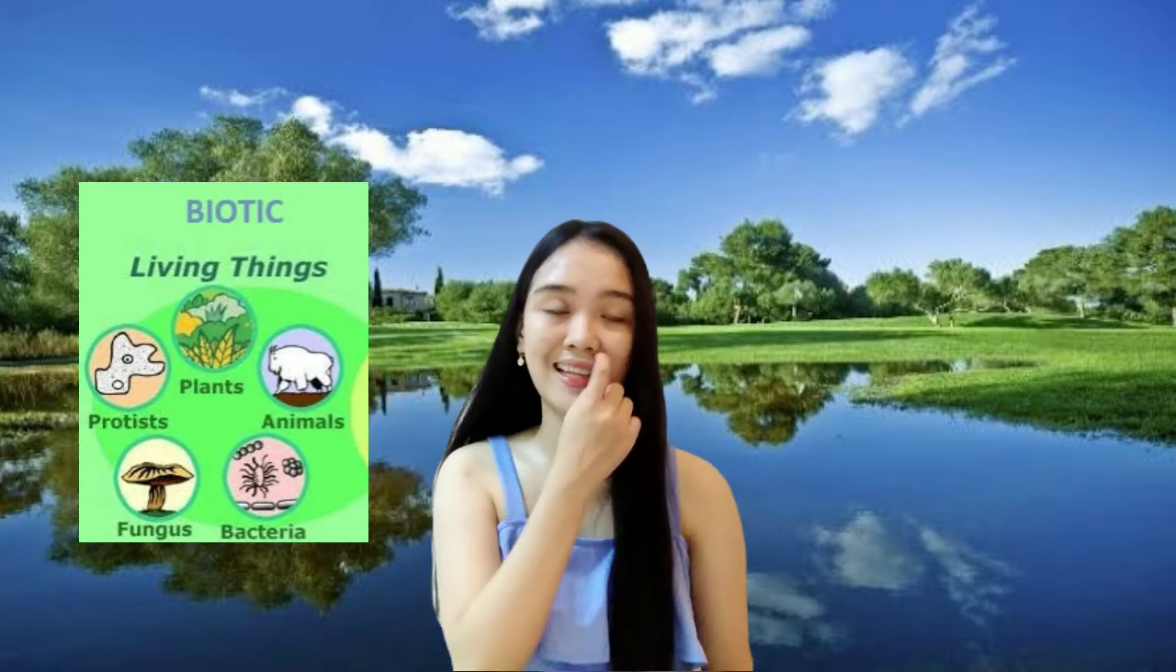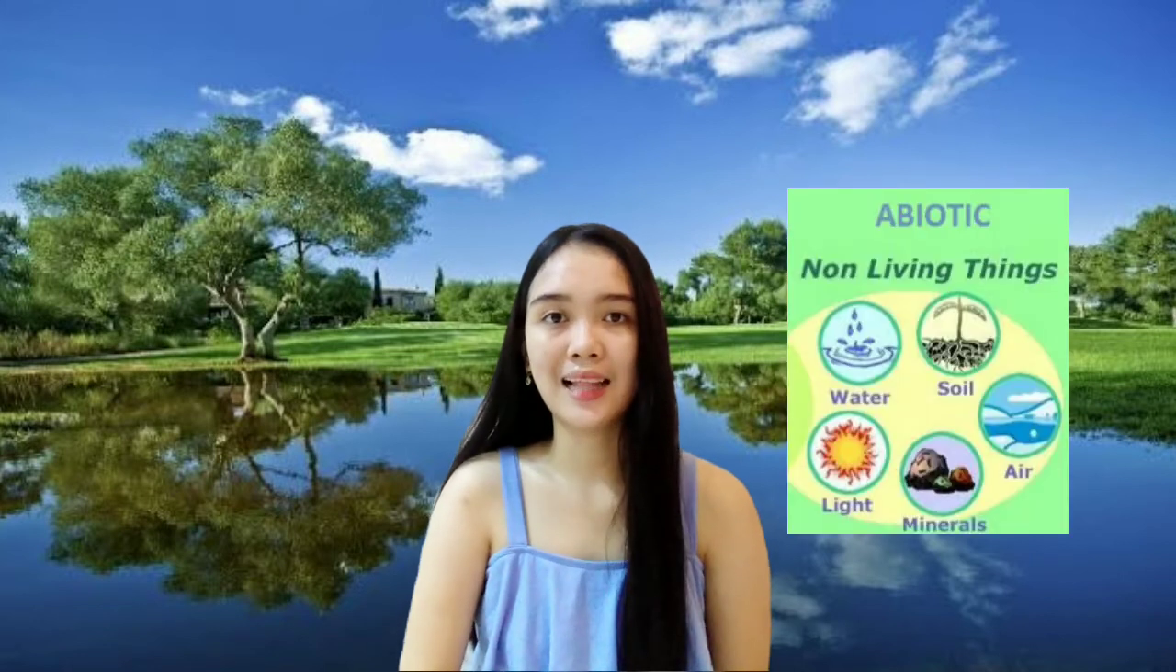I've also learned that natural ecosystems are composed of biotic factors like plants, protists, fungi, and bacteria, and abiotic or non-living factors like water, soil, light, minerals, and air. Ecosystems are communities of living and non-living things that interact with one another. Because ecosystems are interdependent, each component of the ecosystem is critical.